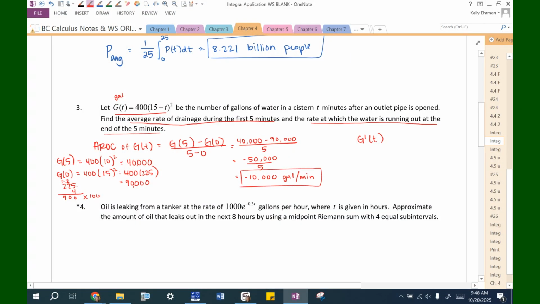What's the instantaneous rate of change at the end of 5 minutes? That just means G prime of 5. We're still in that 5 minute mark there. We're not going to round it up to 6 or anything. So G prime of t, let's see. Power rule first. So that's 800 times 15 minus t to the first power. Remember to chain rule. The derivative of 15 minus t is negative 1. And then what's G prime of 5? So let's make this negative 800 times 15 minus 5 is 10. So that's negative 8,000, still measured in gallons per minute.